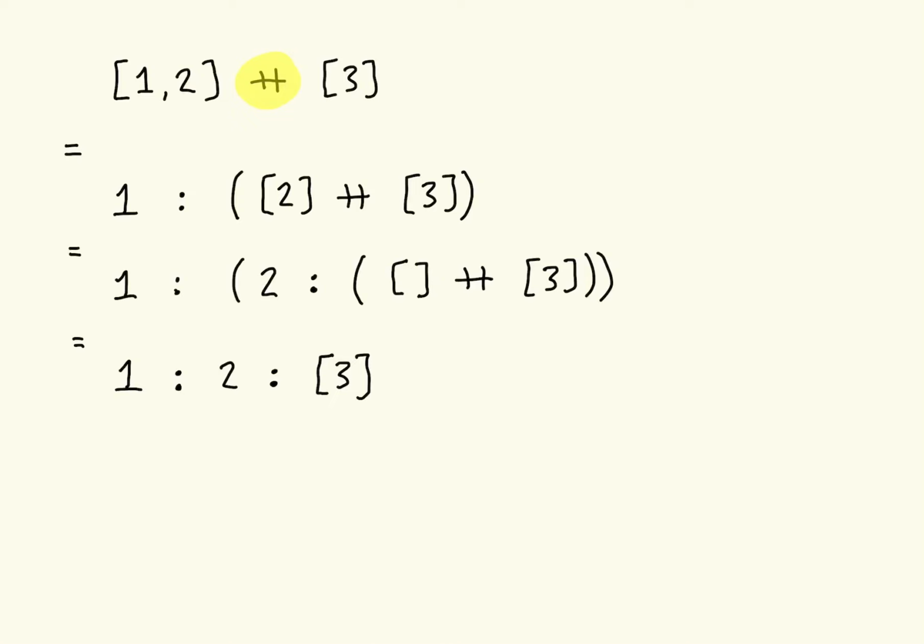Well, it's to do with how the plus plus operator is defined. It's defined by recursion on its first parameter, which in this case is the list 1, 2. And this list has 2 elements, and the reason why we end up with 3 evaluation steps is we have 1 evaluation step for each of the 2 elements in the list, and then we have a final evaluation step for the empty list at the end, so that's why we end up with 3 evaluation steps.